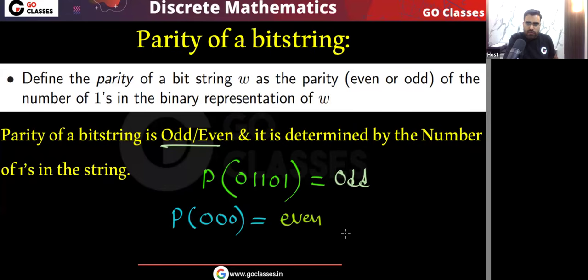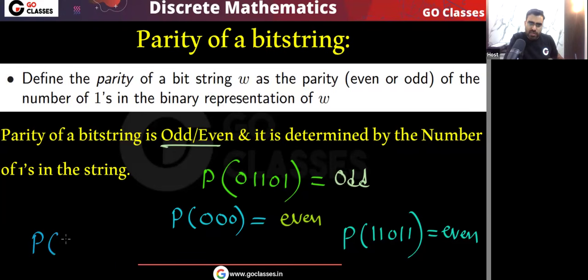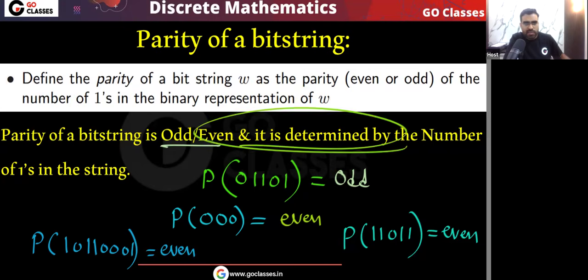Okay, understood. For example, if I ask you what the parity of this string is, the parity of this string will be even. Okay, so this is the concept of parity of a bit string. Very simple thing, that the parity of a bit string is odd or even. Any bit string you take, for example, if I ask you what is the parity of this string, then that also will be even. Okay, so you can see the parity of a bit string is odd or even, and it is determined by the number of ones in the string.